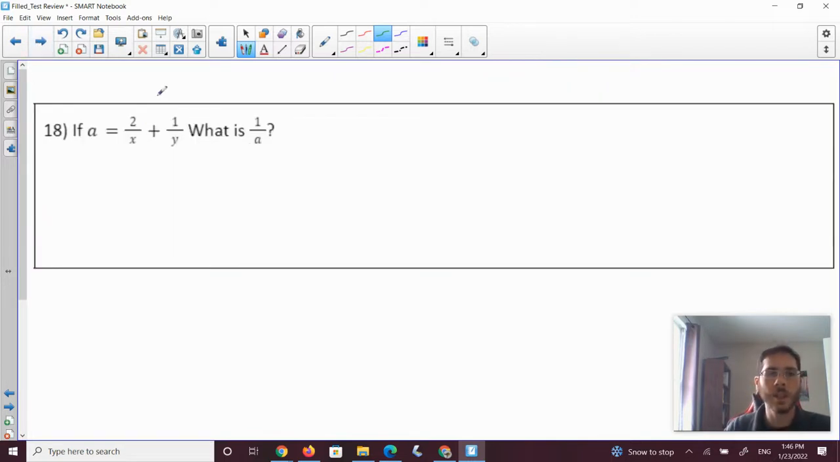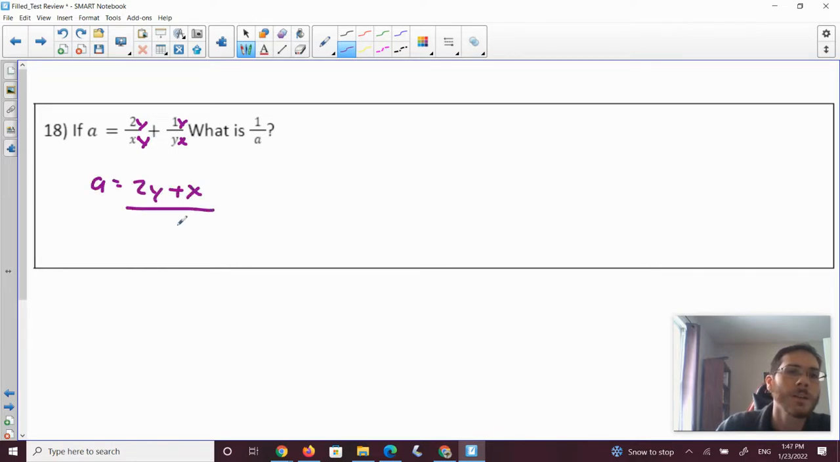For 18, we're given that a is 2 over x plus 1 over y. What is 1 over a? So the heart of this question is going to be like the one that we just did with the faucets, where the goal is to get one expression and then just flip them both. So let's get one expression over here, and then we're going to flip each of the expressions. So to get a common denominator here, we're missing a y. To get a common denominator here, we're missing an x. So a is equal to 2y plus x over xy. Well, now I just flip them both, make the flip.